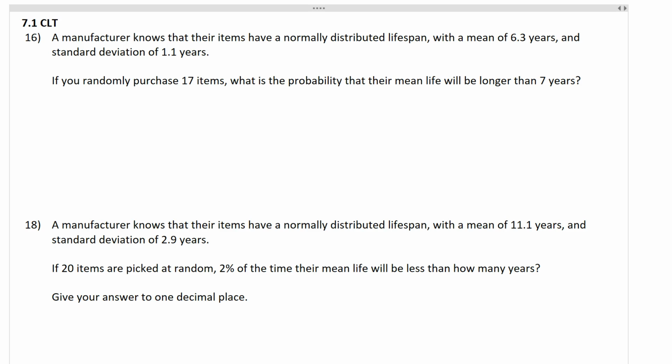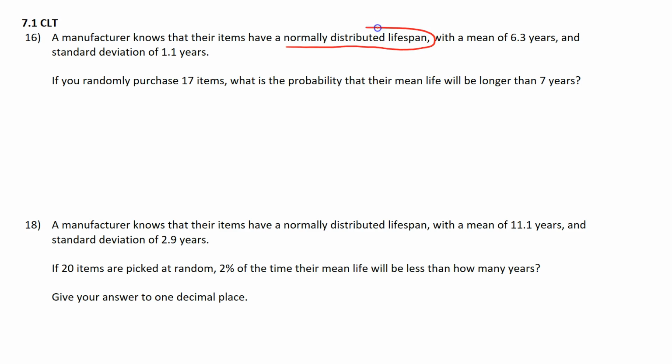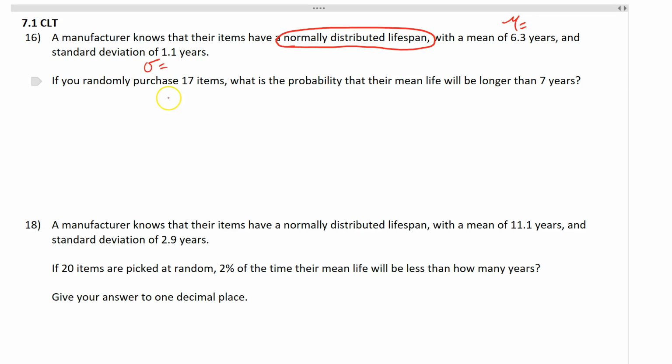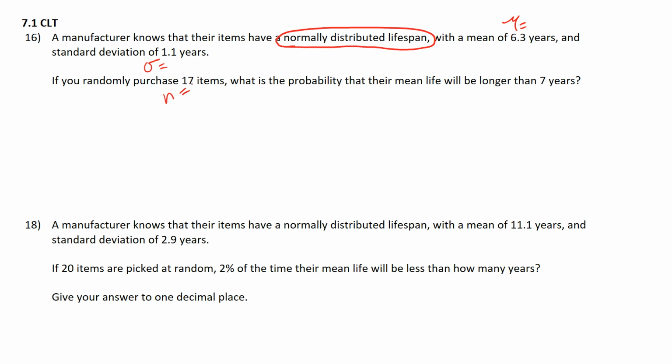And so number 16 says a manufacturer knows that their items have a normally distributed lifespan. So that's one of the big things, the population is normal, with a mean of 6.3, so there's the mean, and a standard deviation, so sigma is 1.1. And if you randomly purchase 17 items, so that's our sample size, what is the probability that their mean lifespan will be longer than 7 years? So we're looking for the probability that the mean of the sample, not the mean of the population, because we know that's 6.3, but the sample, so x bar, is more than 7.